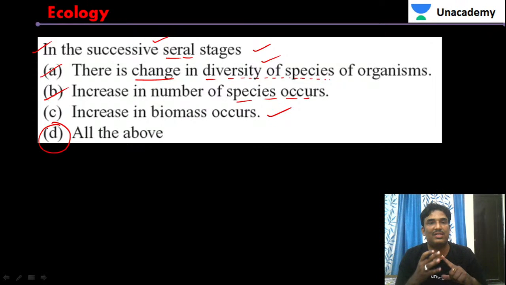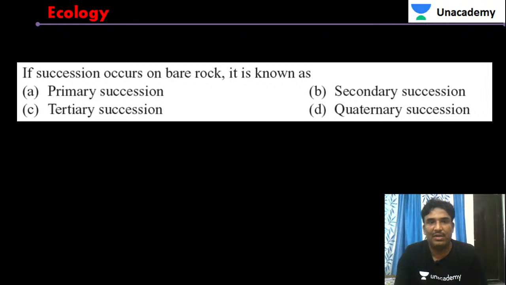Successive serial stages include a change in diversity of species of organisms, an increase in the number of species, and an increase in biomass. So all of these statements are correct in this case. Yes, very good, Komala.